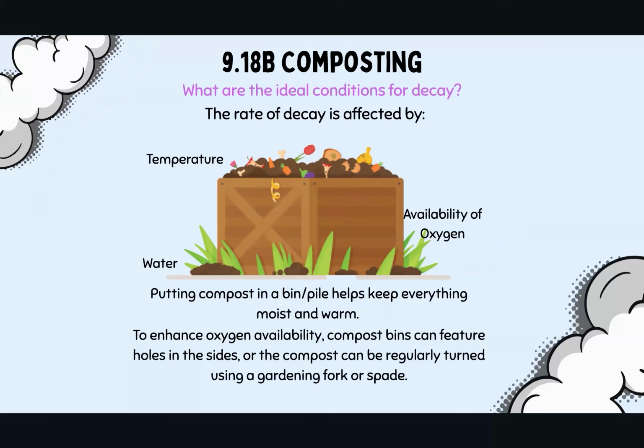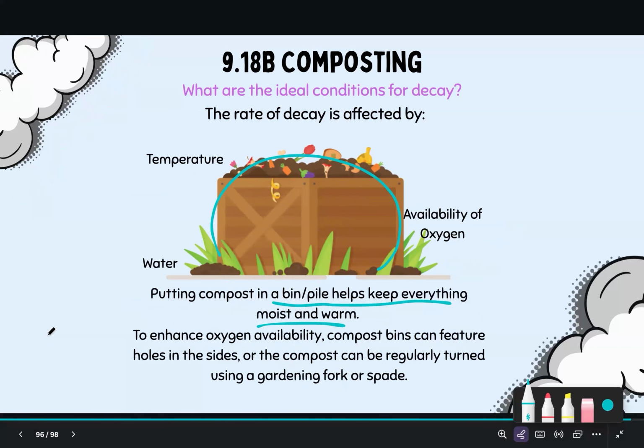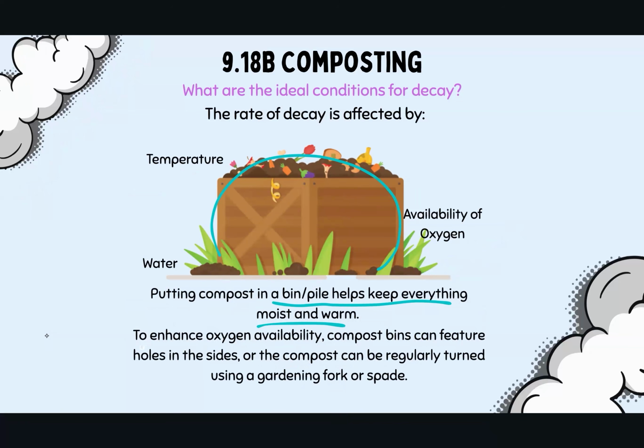So putting compost in a bin or a pile helps keep everything moist and warm. Having it all within that one box, whenever they're respiring, they're releasing heat energy, so it helps keep it warm. They're releasing some water as well, which helps keep it moist. And that enhances oxygen. Now, to enhance oxygen availability, some farmers or whoever's doing the composting will make a few holes, or using a garden fork or spade, they can just keep rotating the mud every few days. And that just increases the amount of oxygen within that compost bin.